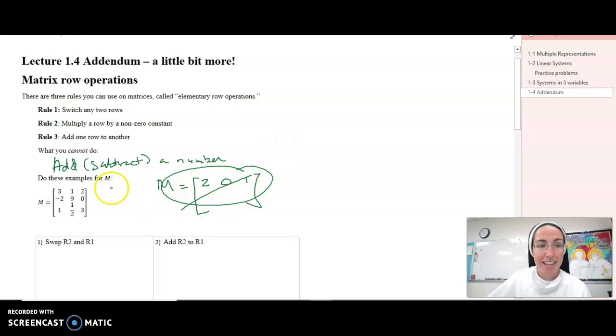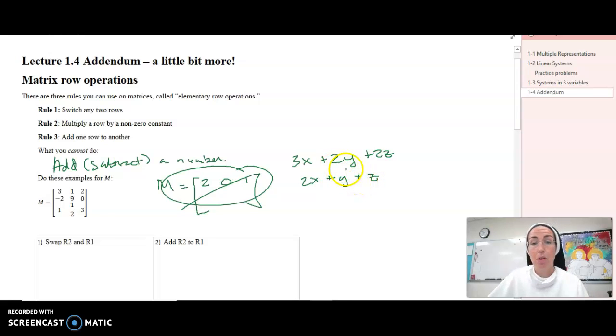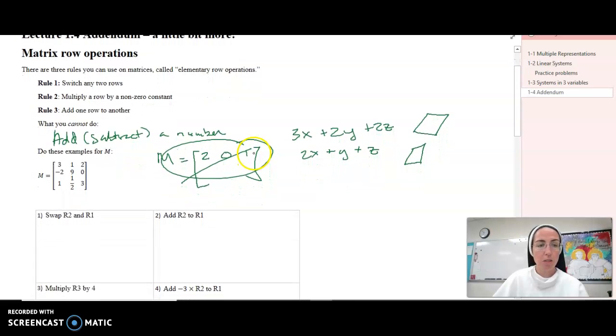The reason is that these rows represent a system of equations. So this is 3x plus 2y plus 2z. Can I just turn that into 2x plus 1y plus 1z? Maybe you're like, I don't know, can you? Well, no, that would make it a different equation. Remember, this represents a plane. This would be a different plane, maybe a different angle. Okay, so we can't do that. So let's practice what we can do.